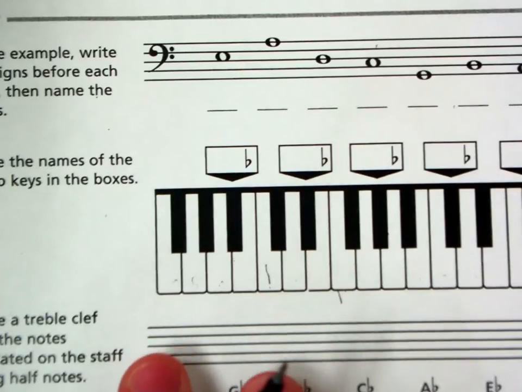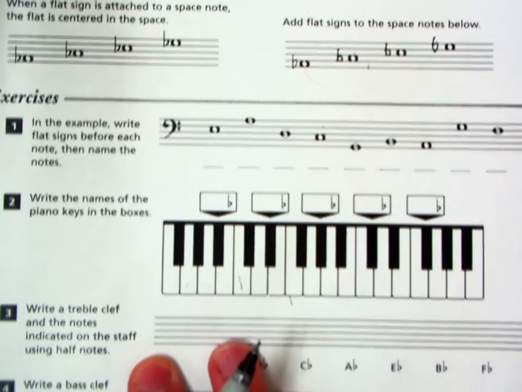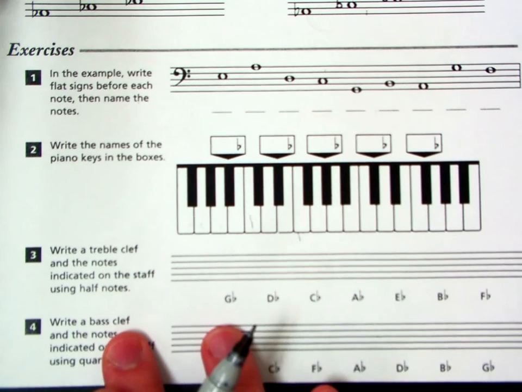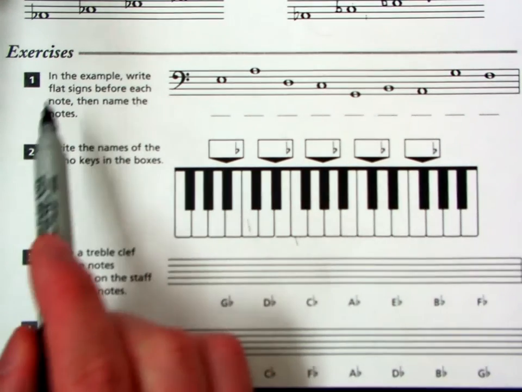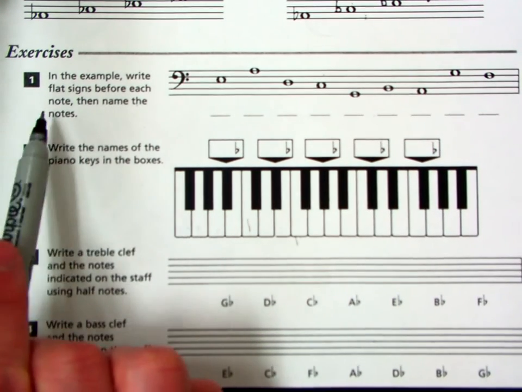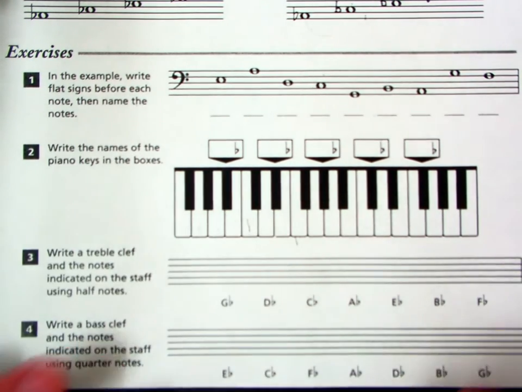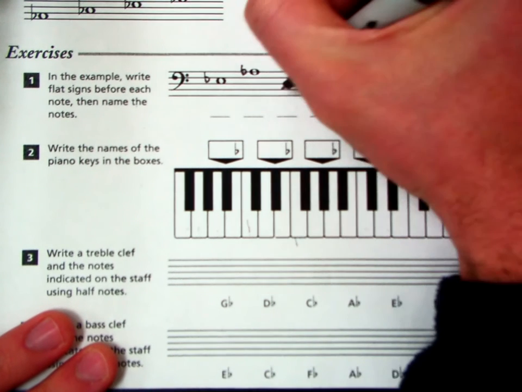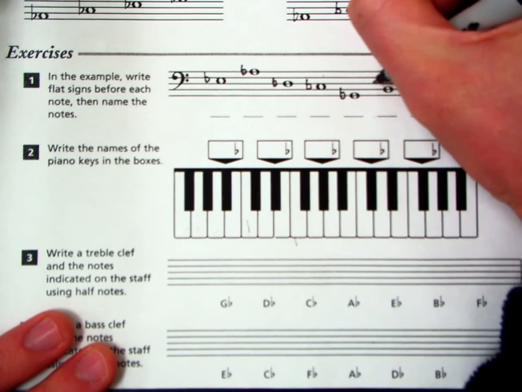Okay, for the next part here, as always, I suggest you pause your video, complete the exercises, and then we'll go over them together. Okay, so exercise number 1 might be a little far away, but I'll read it to you. In the example, write flat signs before each note, that's the first thing, and then write the name of the note below it. So if you write a flat sign before, it's easy enough, right? Just make sure they're in the correct location, line or space.